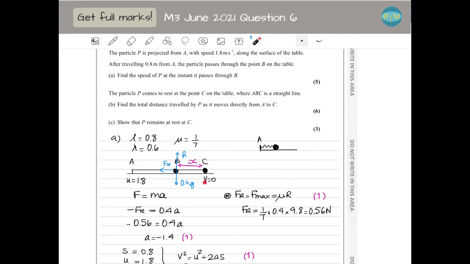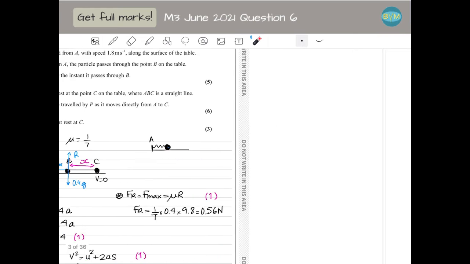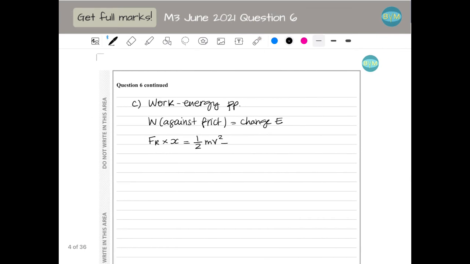Here, velocity is 0. So I don't have kinetic energy, but I have all the elastic potential energy from the string. And that energy, remember, is lambda x squared divided by 2L. Remember, this formula is not in the formula booklet. You have to remember it.